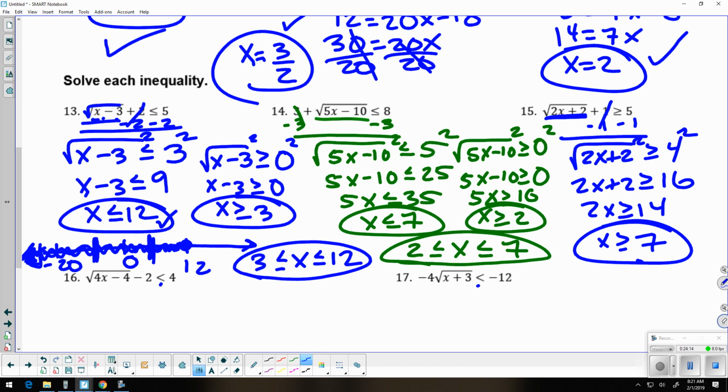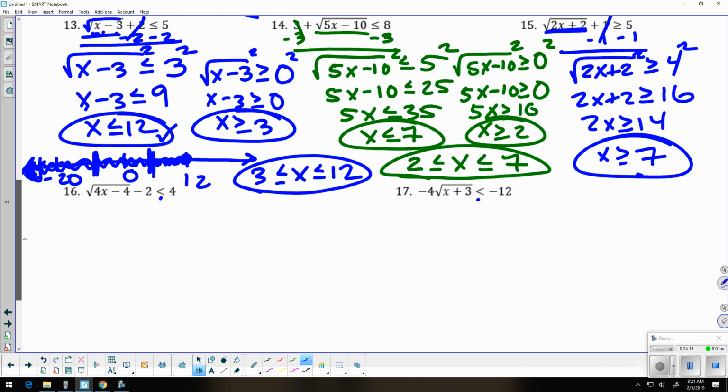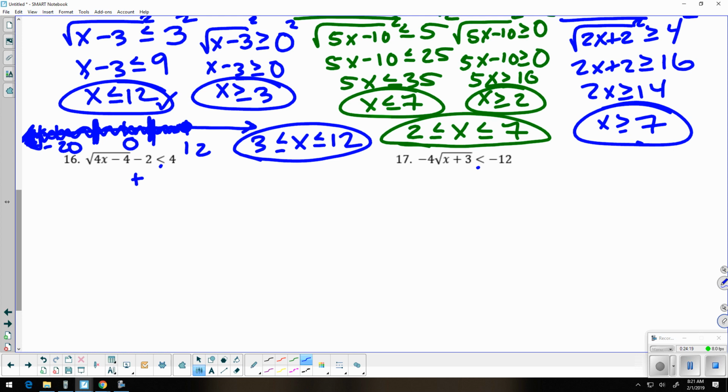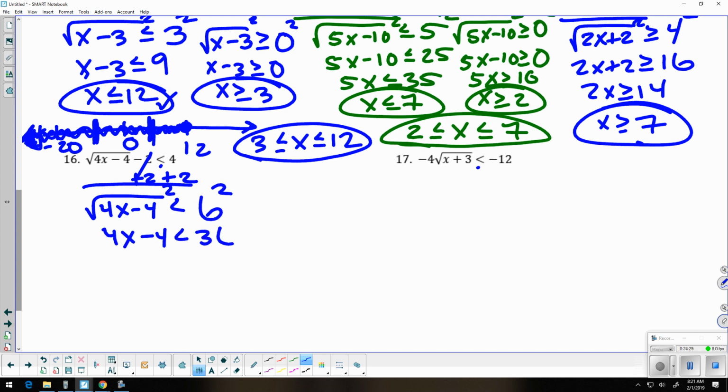But for 16, similar idea. So 16, first isolate the radical. So add 2 to both sides. So square root of 4x minus 4 less than 6. Squaring both sides, 4x minus 4 would be 36. Add 4, that's 40. Divide by 4. X is less than 10.